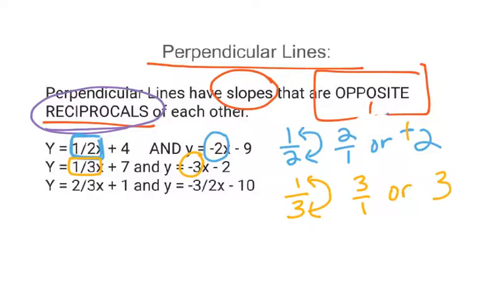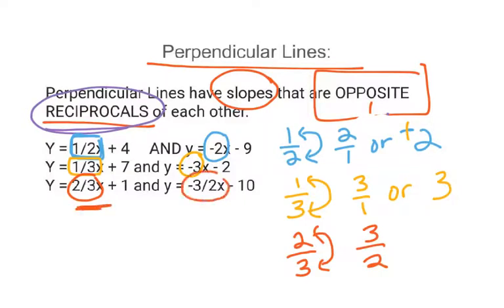And then this last example, we have the slope of 2/3. So if I flip that over, I get 3 over 2. And this is again positive, so this has to be a -3 over 2.